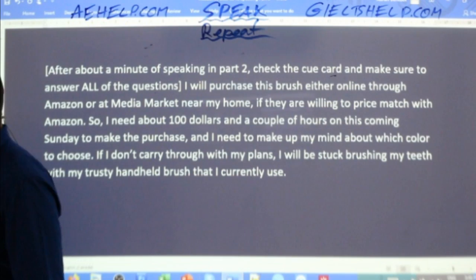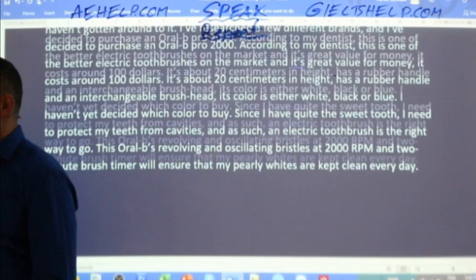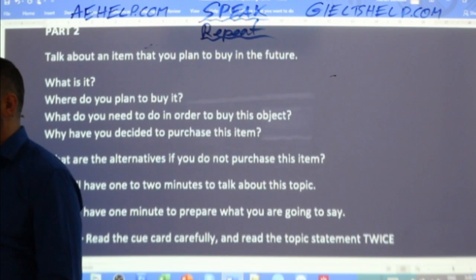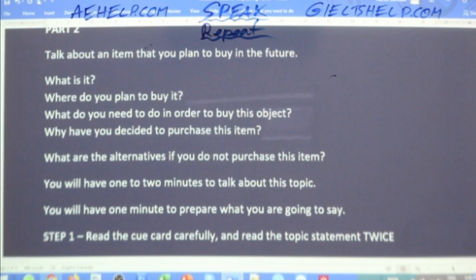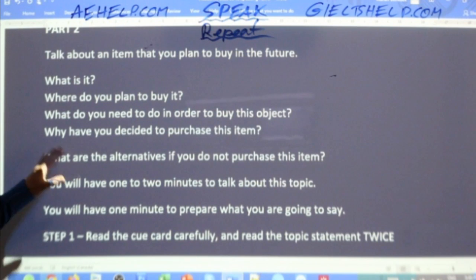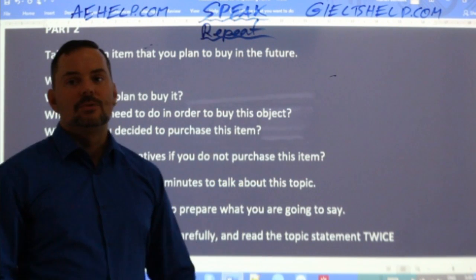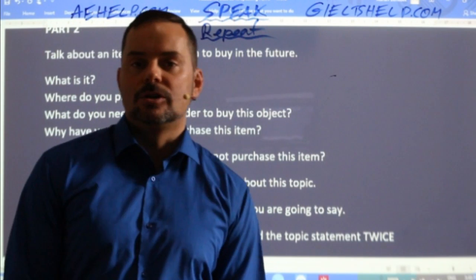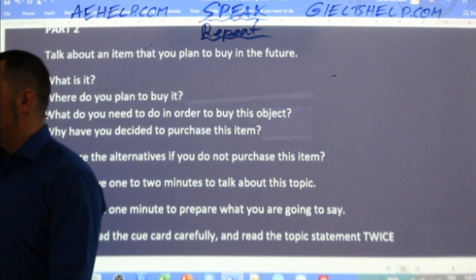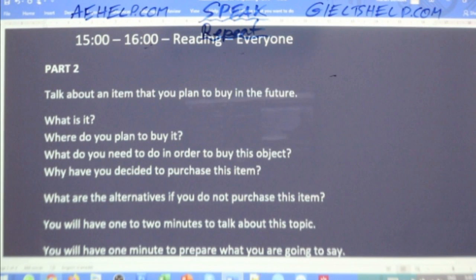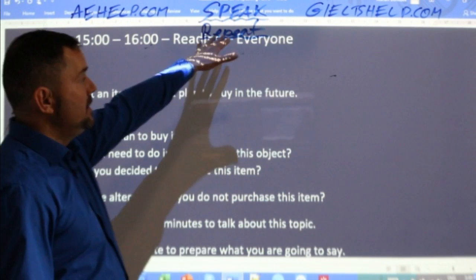All right, so now I believe I've answered all of the questions on the card. Always make sure to answer all the questions on the card. What are the alternatives if you do not purchase this item? That was the last question, right? Okay, students, let's read this card again and read our answer. Make sure it makes sense. Let's do this together. Again, speak, repeat.